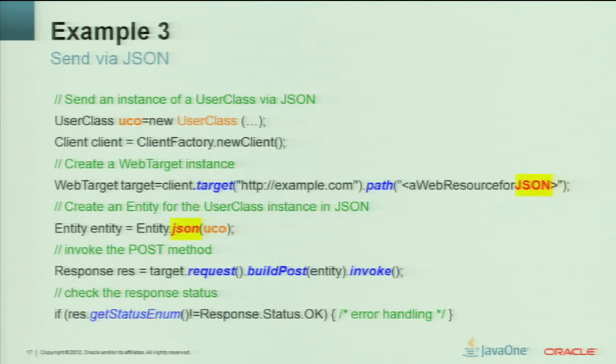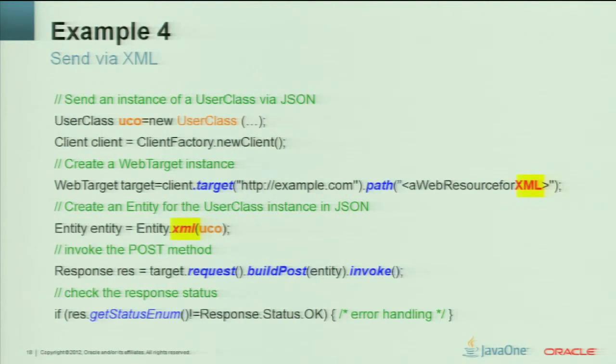Okay, that was receiving of an object, and now we are sending something. So let's assume we have a user class object and an instance UCO. We do what we have already been doing before, so we create a target with a path, and now we create an entity for the user class instance. That's a mistake here. This should be not JSON but XML. So we create an entity for the user class instance, and we encode it in XML.